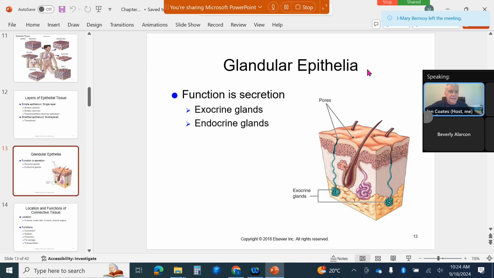Glandular epithelia, their function is to secrete, and we have exocrine glands and endocrine glands. These glands are used to excrete chemicals, salt, water, sebum if you're talking about the hair.